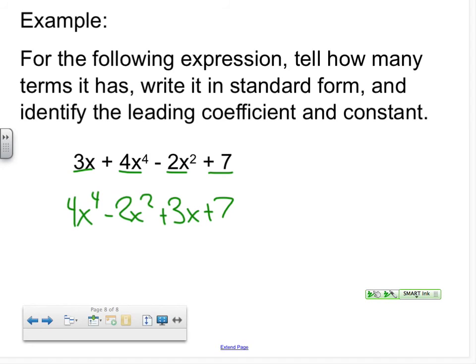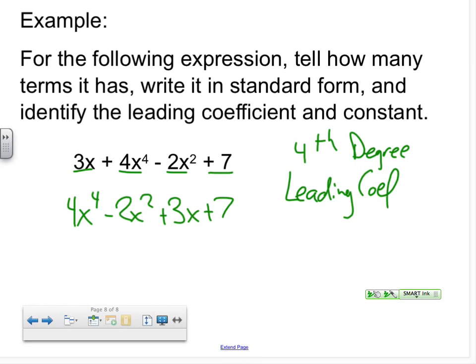All right, so it has 4 terms. It is now in standard form. The leading coefficient of this 4th degree polynomial is 4. Now, just because it's the 4th degree doesn't mean the leading coefficient is going to be 4. So leading coefficient is 4. It's a 4th degree, and the constant, the part without a variable, is 7.